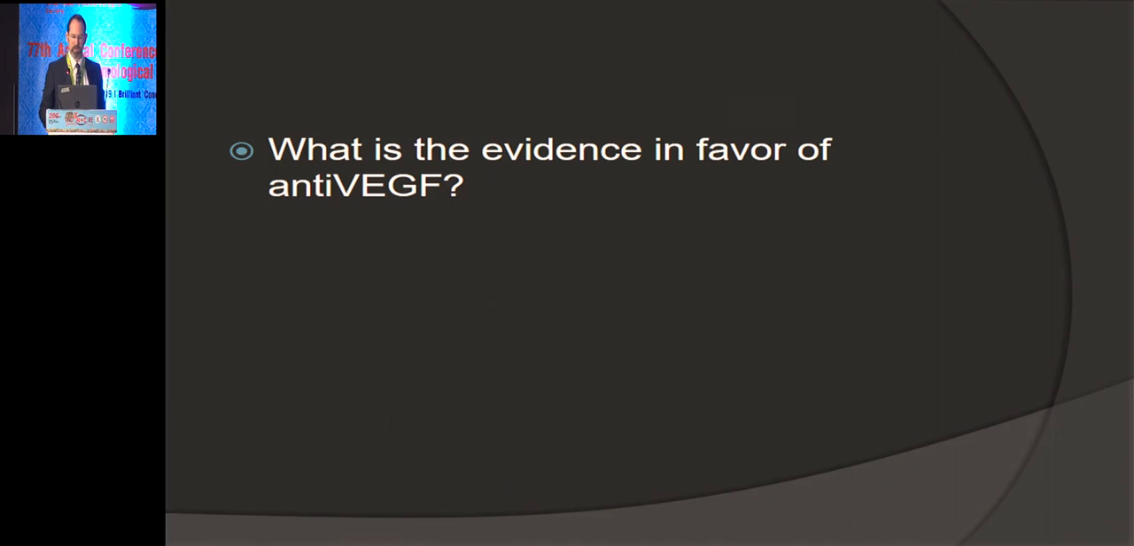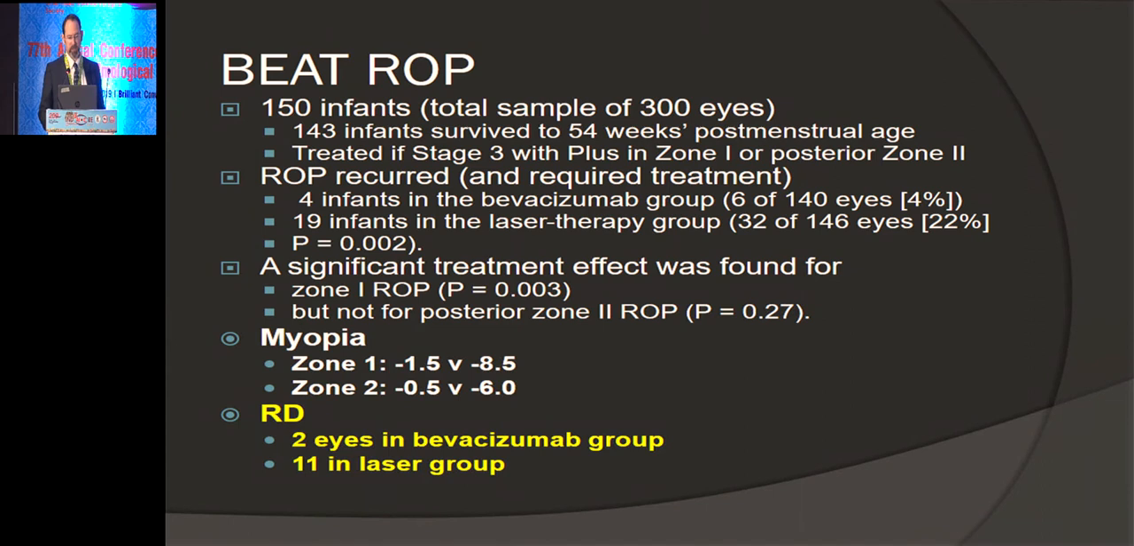The BEAT-ROP study showed a decreased rate of recurrence. This was significant in zone 1 eyes. That also, in later publications, showed a decreased incidence of myopia, and importantly, two eyes detached in the bevacizumab group, whereas there were 11 in the laser group.